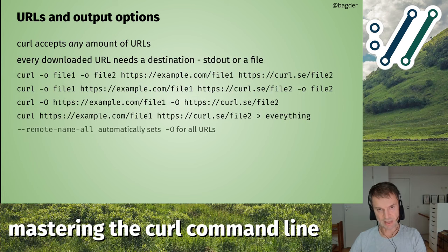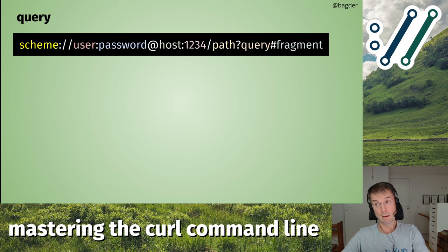It's not that strange. You can also use remote-name-all if you want. It basically sets the dash capital O automatically for all the URLs on the command line. So you can use just that one option and then a lot of URLs, and it'll do the same for all of them. You need to provide options for every URL that you transfer, or you will get them on the standard out. Usually standard out is not what you want. Sometimes it is. You decide.